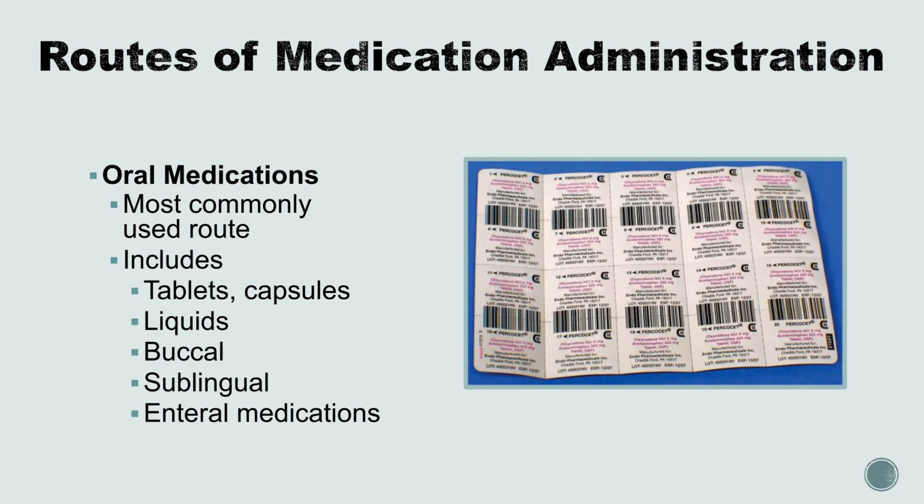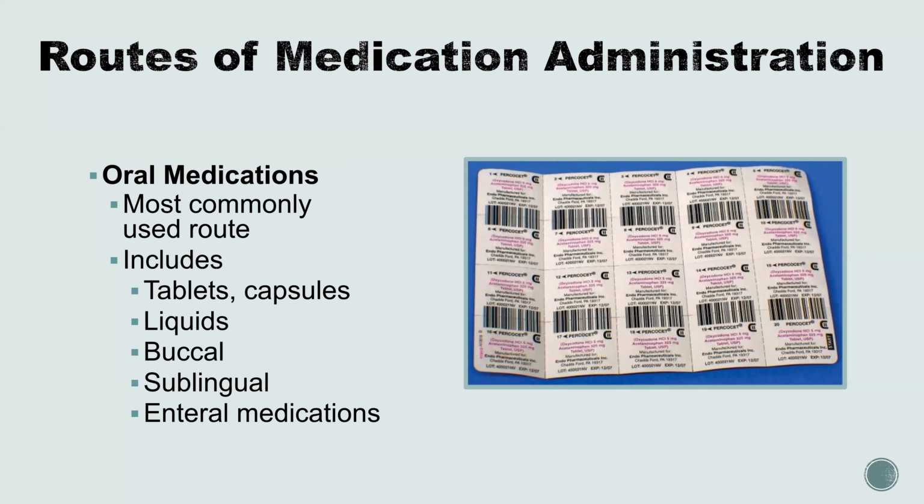So when we're talking about routes of medication administration, these are also important for us to know. So oral medications. This is the most commonly used route, and it includes tablets and capsules, which we all know what a tablet is, right? And remember, those tablets can come in enteric coated. They can come in time release, right? And then capsules, those are where they have a little plastic coating that slides together, and inside are tiny little balls or powder or something of the sort. So that's a capsule.